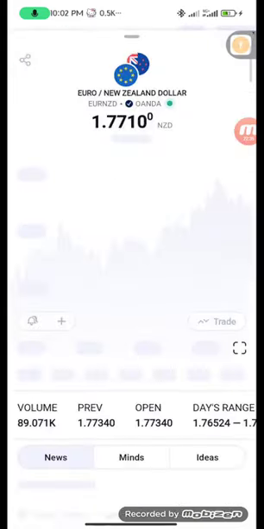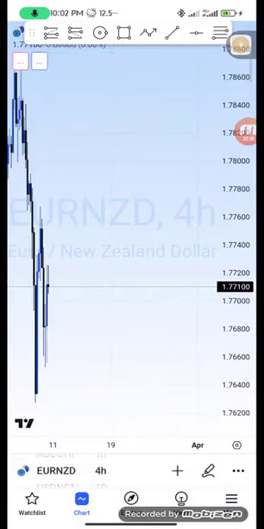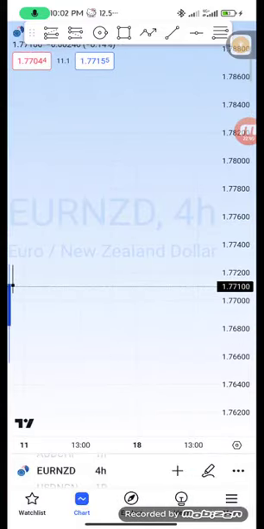Let me open the chart. Before we proceed, if you can see here, these are the prices of the market. This is how the market moves. Currently the price is at 1.77. The market is closed now, that's why it is not moving. We are still in the weekend, but it's going to open in the next 1 hour. Now we have 1.771 here, that's the current price.